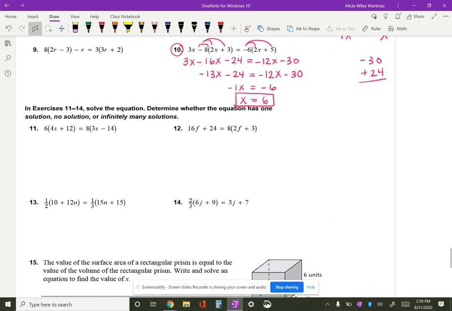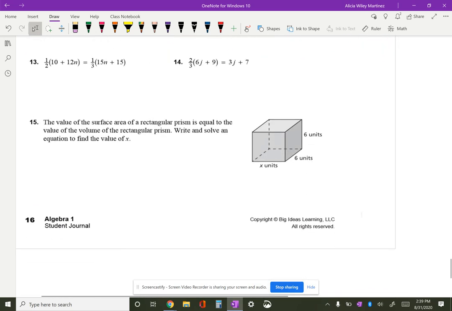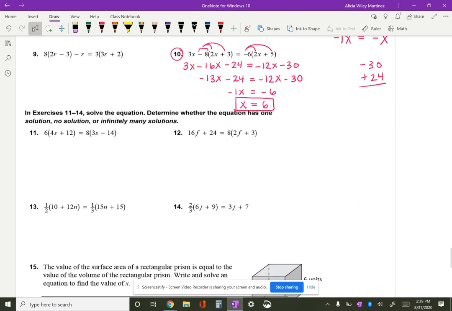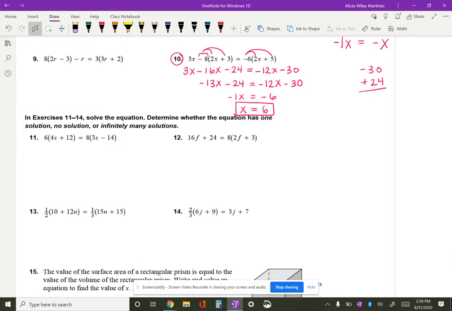Let's go to exercises 11 through 14. This is on page 16 of your student journal. Sorry for not mentioning that before. All right, so what we're going to do is look at number 11. Looking at number 11, you first want to distribute 24s plus, if you can't do 6 times 12 in your head, go off to the side and do a little bit of side work there.